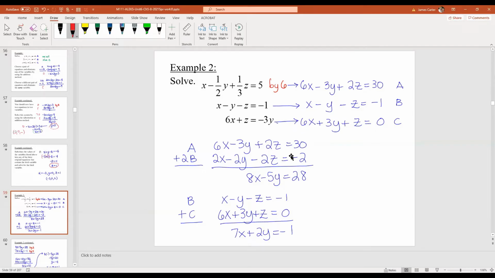Well, maybe. We'll see. I chose to use A and B first. I have to multiply B by 2 to get an opposite pair. Doing that, I'm going to eliminate Z again. Again, you can choose to eliminate any one of the variables first, except it might make a difference what you multiply one of these by. That gives us equation D.